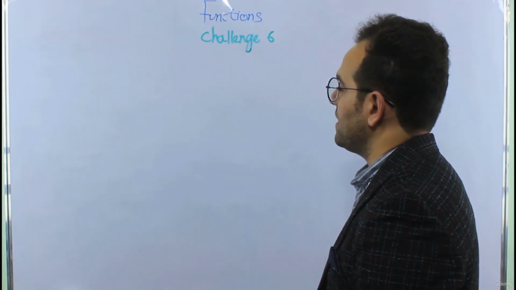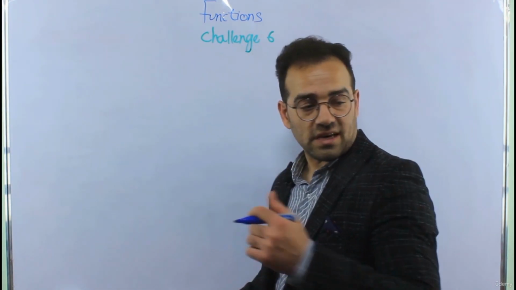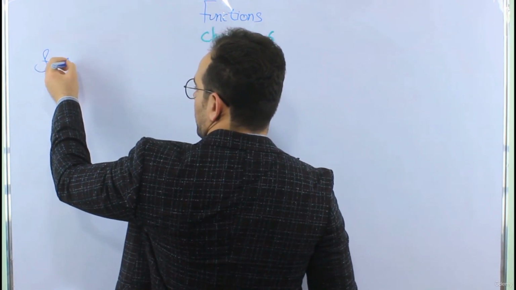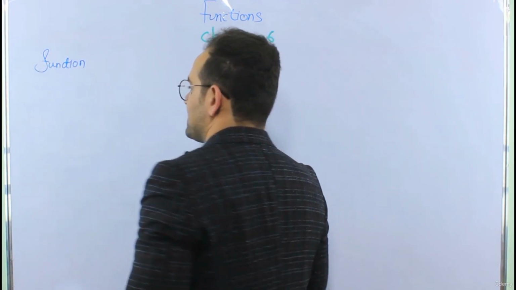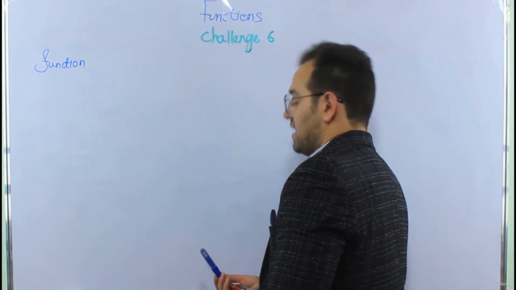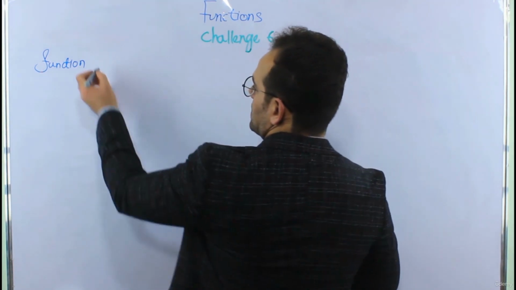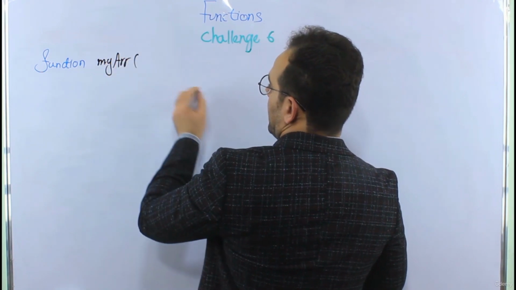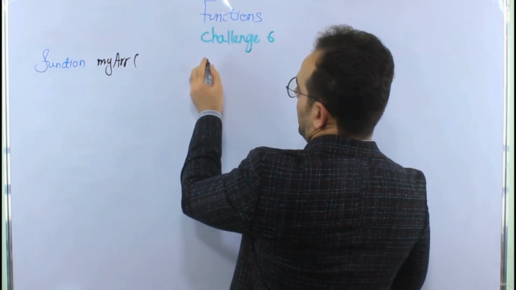Let's go ahead and let's create the function first. I do have a function declaration, so I'm going to use a function declaration. Function. This is the keyword. What is going to be the name of the function? It's going to be my array. And this is going to accept an array.